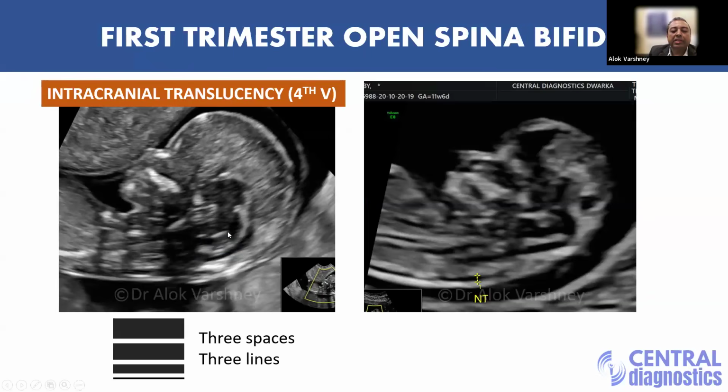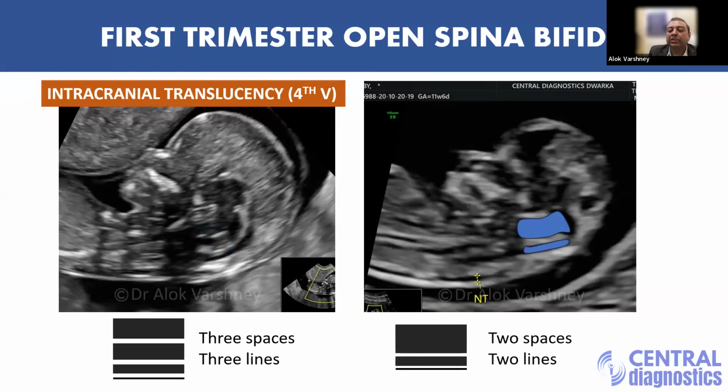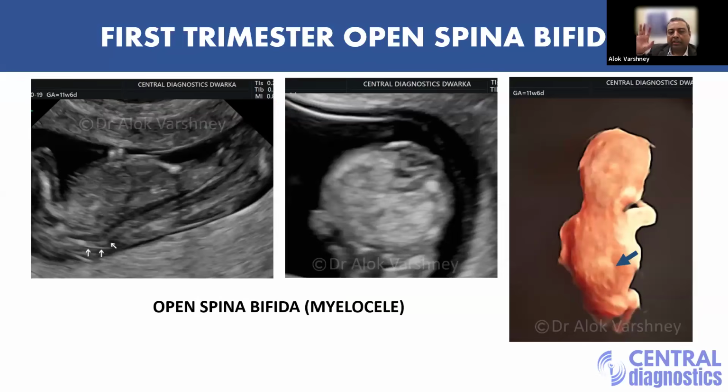So that's the brainstem. This is the interface between the brainstem and the fourth ventricle. And this is the fourth ventricle choroid plexus, which is separating the fourth ventricle from the cisterna magna. So 3 lines and 3 spaces should be seen. But in case of open spina bifida, we see 2 lines and 2 spaces. So when we see this loss of intracranial translucency, we need to scan the spine carefully.